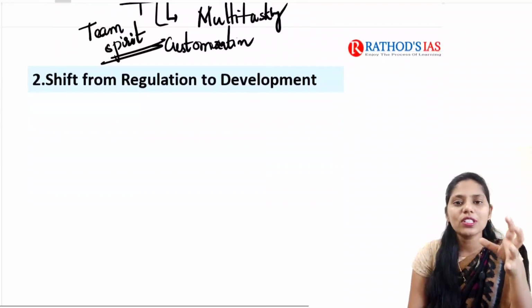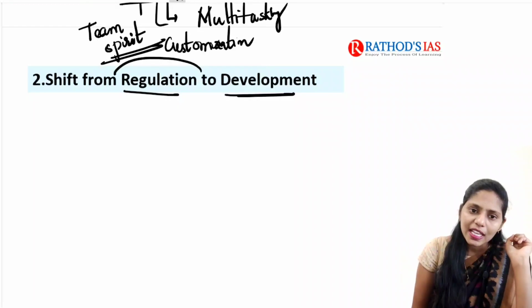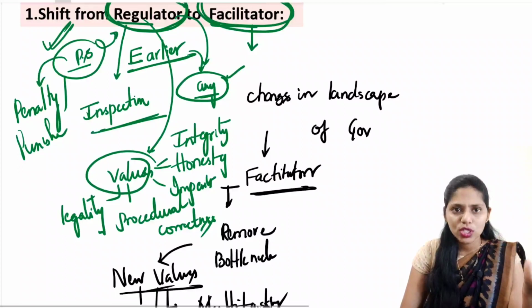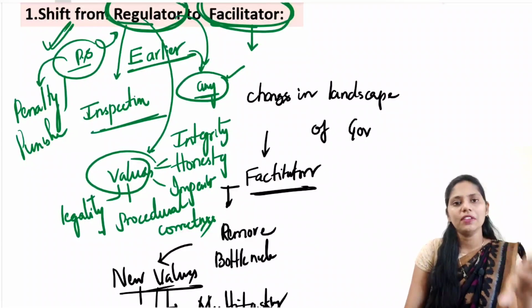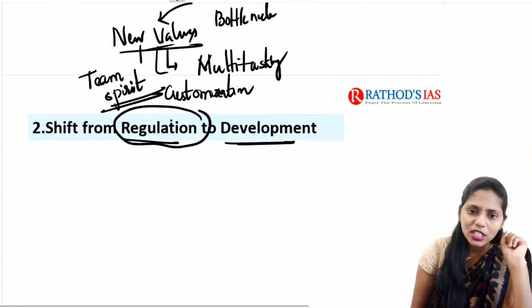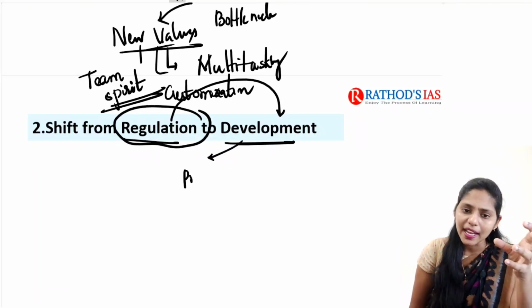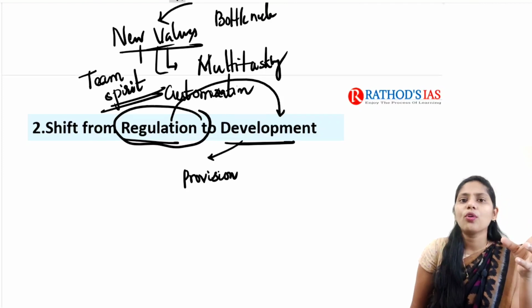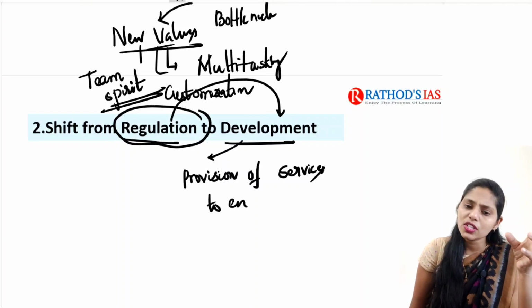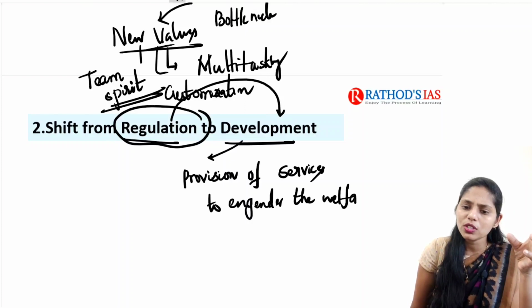Now let us see the next reason, that is the shift from regulation to development. I already explained what regulation is. Regulation is nothing but focusing on inspection and regulating the activities, and if there is any non-compliance, there will be penalty and punishment. Now there is a shift from regulation towards development. Development implies provision of services to engender welfare. We are mainly focusing on welfare.